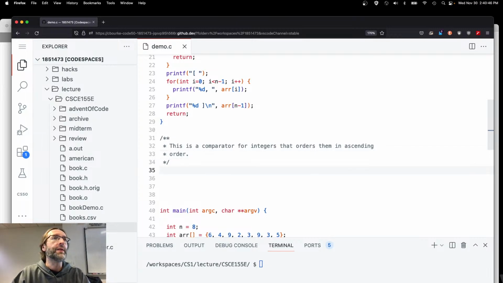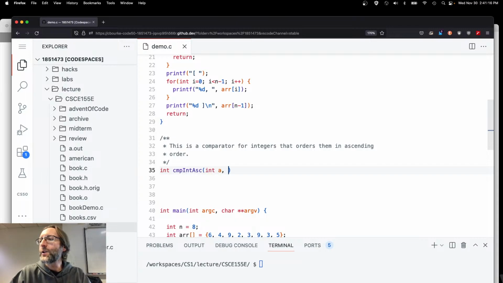So let me go ahead and write this function. It needs to return an integer. It needs to be a comparator. But here I'm going to be more descriptive in the name of the function. What is it comparing? It's comparing integers. So let's call it integer comparator. And let's also specify that it's in ascending order, ASC, short for ascending. If you want to write it all out, that's fine too. Right? I'll just go ahead and abbreviate it here.